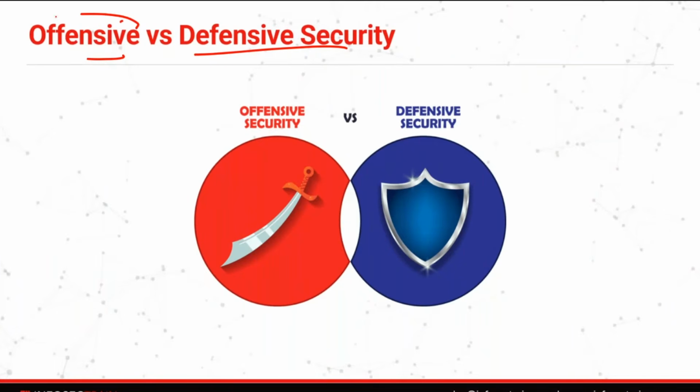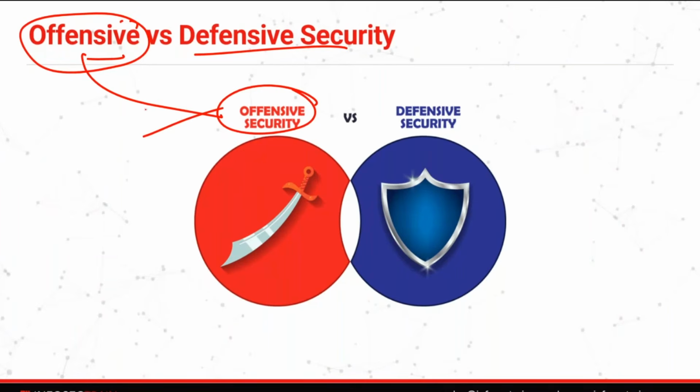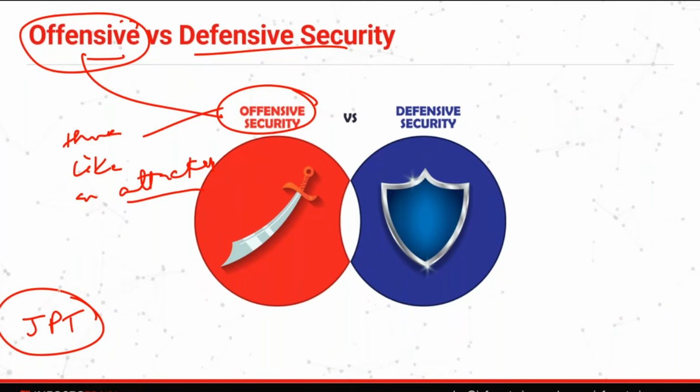So what is offensive security? Offensive security is thinking like an attacker. So you will be hired. What will be your role? Let us say you got an entry level job as a junior pen tester. Your role is that you will be acting as an attacker, and you will try to perform a pen test. You will try to exploit the systems in the organization.